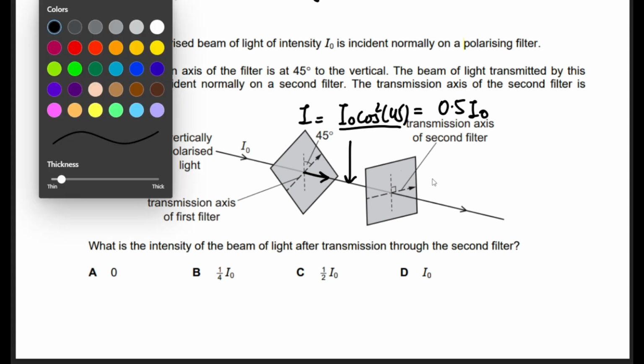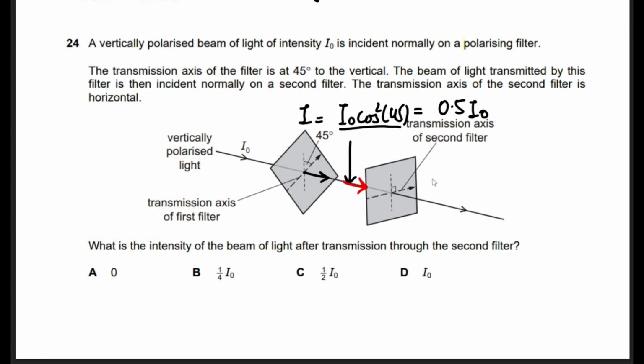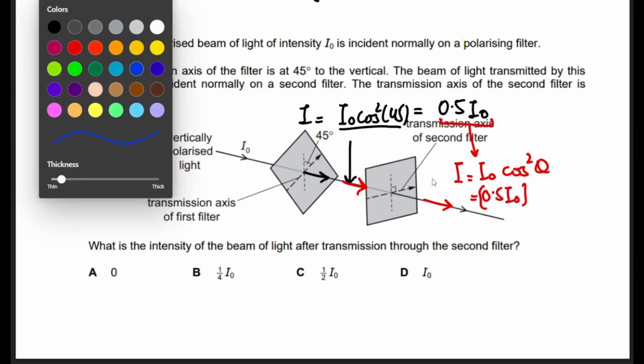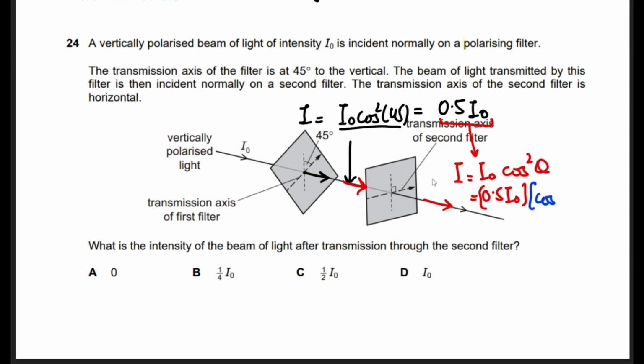Now this 0.5 I naught actually becomes the incident beam for the second filter. So what's going to happen in this situation? Let's apply this formula. So I is equal to I naught cos square of theta. Now what is this I naught? This is actually this whole factor which is being received by this one. So this is going to become 0.5 I naught, what was received by the filter, multiplied by the cos square of 45. So this will be cos square of 45 again. You'll find that this comes out as 0.25 I naught, which is equal to 1 over 4 I naught. So this is going to be this one.